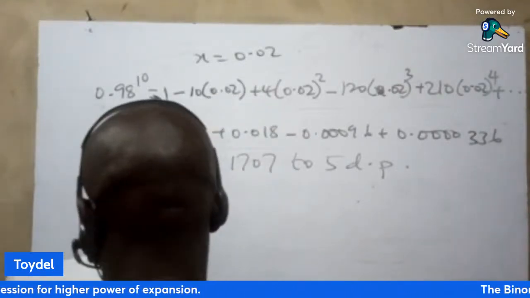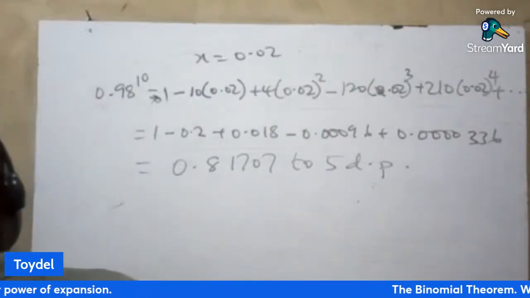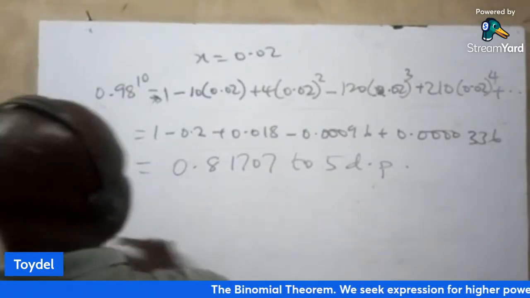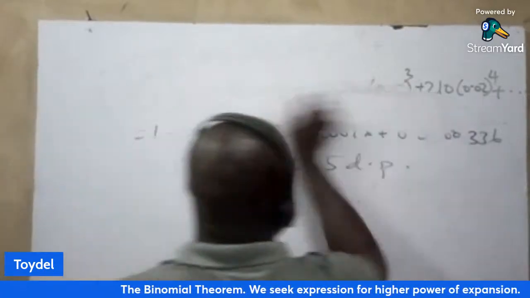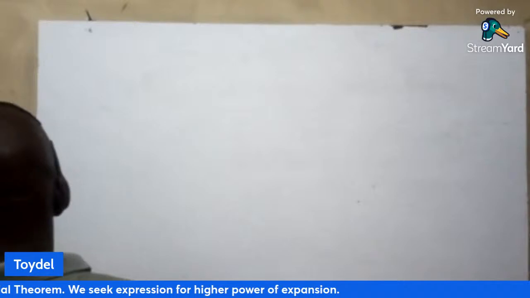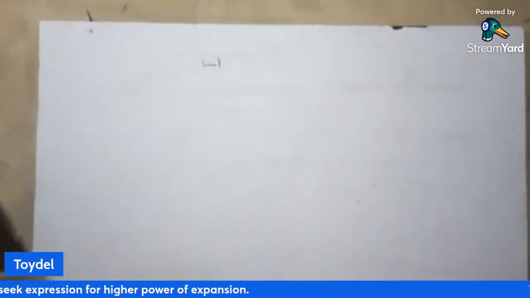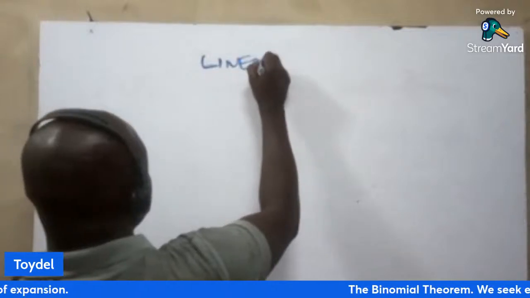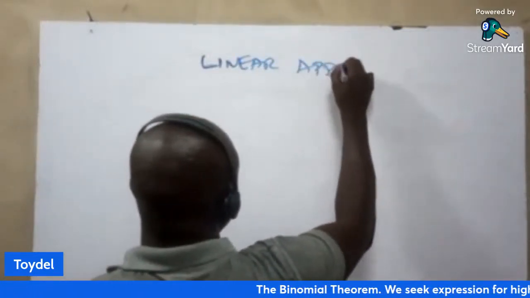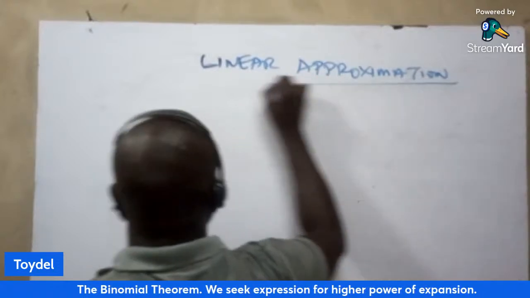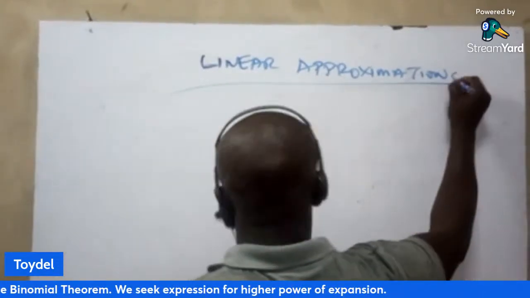And lastly, I will briefly talk about linear approximation. We can actually use the knowledge of binomial expansion to do linear approximation. I'll give just one example, then we call it a day. I'll stop the class. So under linear approximation, what do we do there? Under linear approximation, this is what we do.